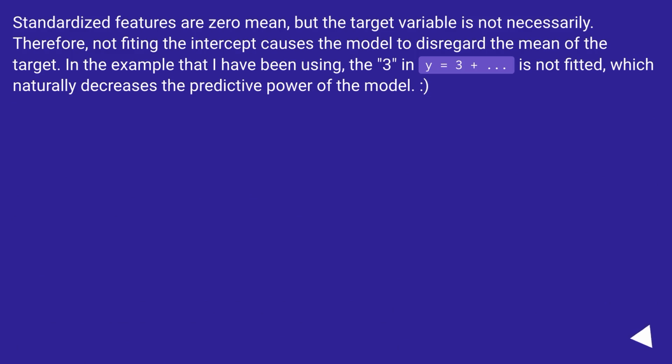Standardized features are zero mean, but the target variable is not necessarily. Therefore, not fitting the intercept causes the model to disregard the mean of the target. In the example that I have been using, y equals 3 plus ..., the intercept is not fitted, which naturally decreases the predictive power of the model.